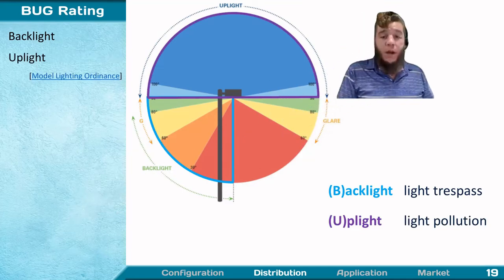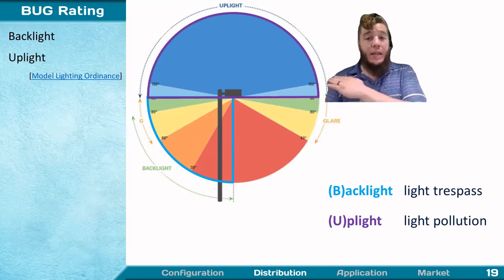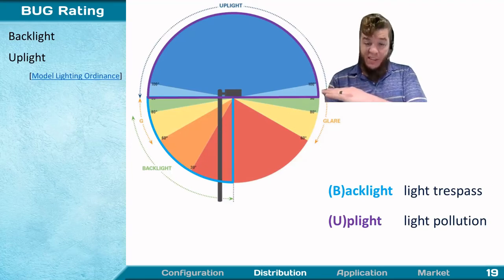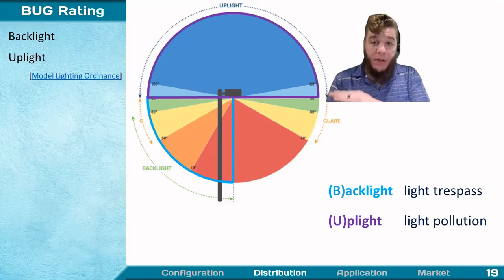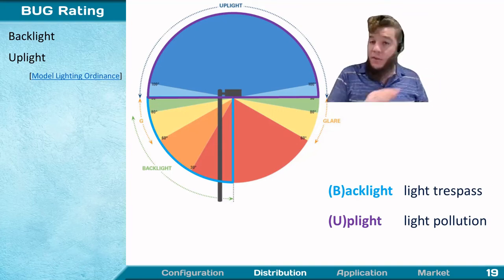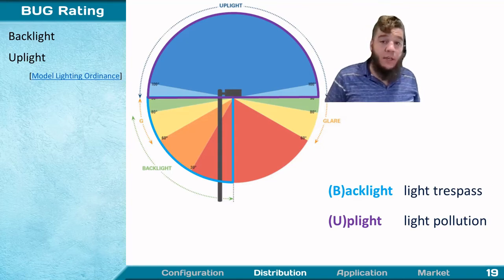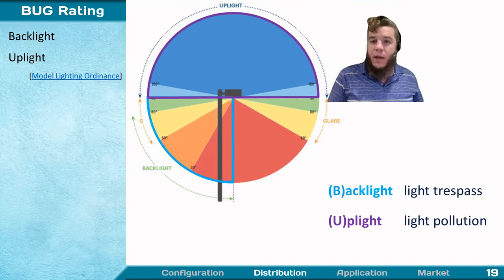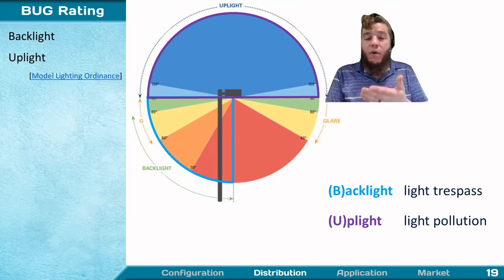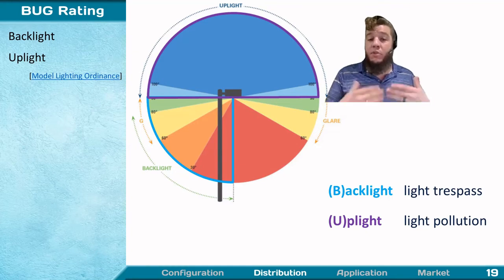We can move on to uplight. So uplight is anything emitted above that equatorial plane, if you will. So anything above 90 degrees vertical is uplight. And this is just straight up light pollution. So, for example, our football stadium, which is the most egregious form of light pollution I think I've seen. And that includes Times Square. Like, come on, really, Penn State? Anyways, uplight contributes to sky glow. And also it contributes a lot to disruption of habitats for animals.